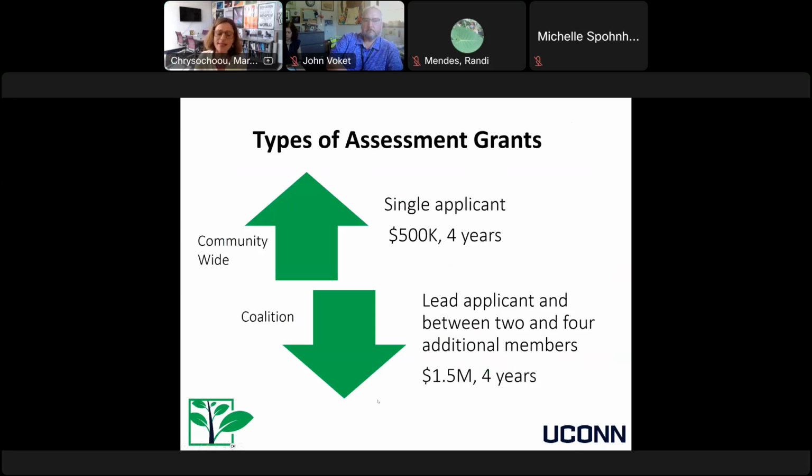A coalition grant, as the name implies, is a coalition or a group of multiple entities. There is a lead applicant, and there must be a minimum of 2 and a maximum of 4 additional members that are part of the coalition. So since there are more entities involved in this grant, you can apply for up to $1.5 million, and then you still have 4 years to spend that money.